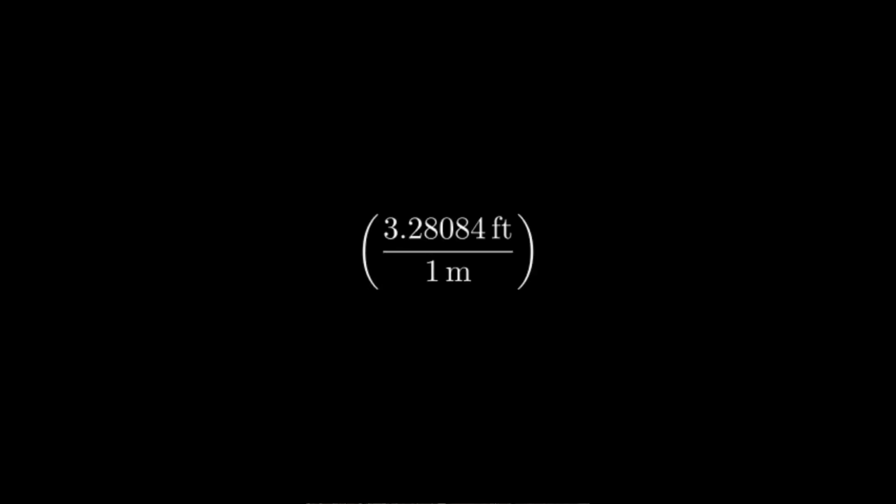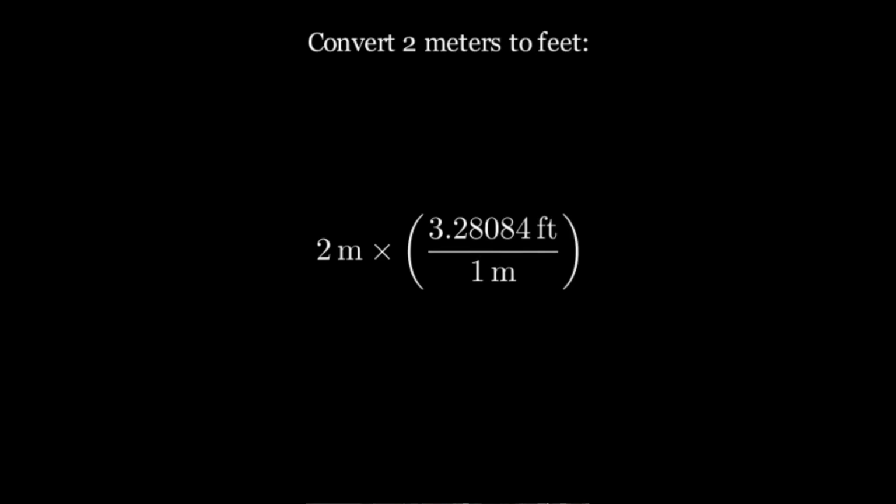There are 3.28084 feet in 1 meter. So we use this conversion factor. Convert 2 meters to feet. The answer is approximately 6.56168 feet.